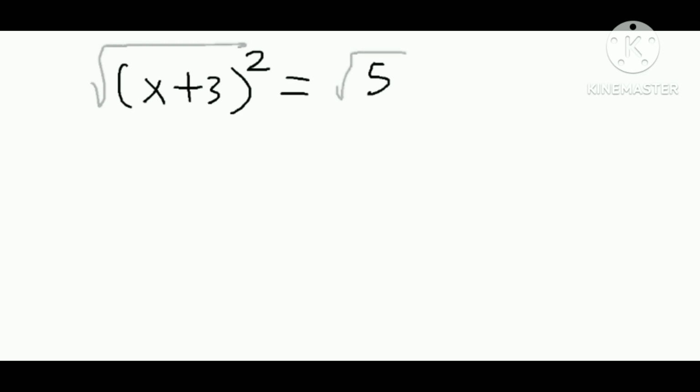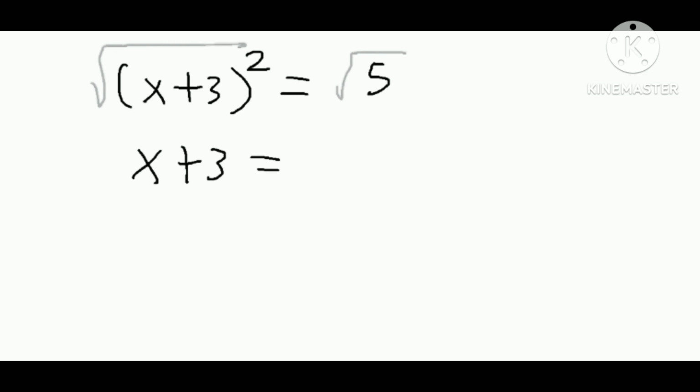Let's try this one. x plus 3 to the 2nd power is equal to 5. Now this one might seem like a simple problem. If we take the square root of both sides, we can get rid of the square on the left side. And so it's x plus 3. But we can't simplify root 5, so we have to leave it this way.